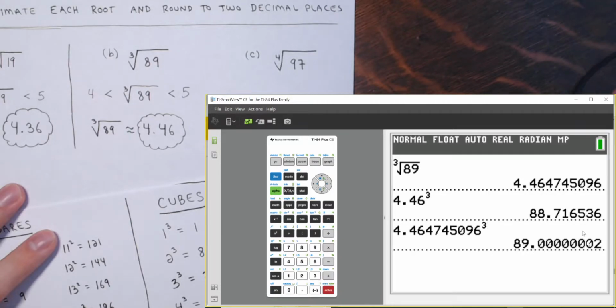All right, look at that. And again, even that's an approximation, right? This is the cube root of 89 to 9 decimal places. It goes out even further, but that's why it's not exactly 89, but very, very close. But yeah, so 4.46 is a good estimation rounded to 2 decimal places.